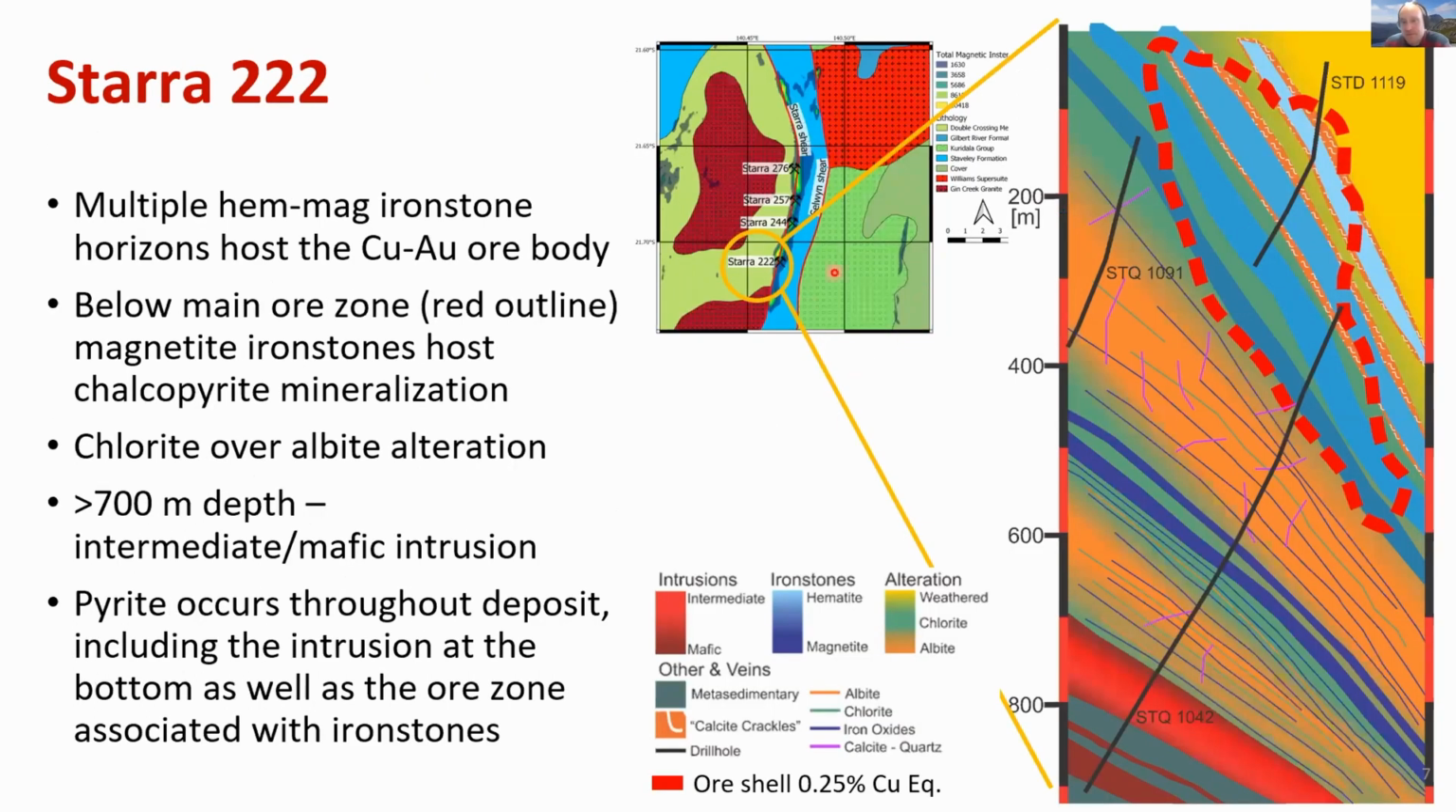We look at the cross section from the Starra 222, which I've highlighted here in red. It's the ore body roughly shown in the upper part, associated with those bluish magnetite-hematite ironstone horizons. And further in the footwall, we get another series of, in this case, magnetite-dominated ironstones that host still some chalcopyrite, but are outside of the modeled ore shell, the 0.25% copper equivalent grade shell. And then even further down at roughly 700-meter depth, we start to see intrusions of mostly intermediate composition that also host quite a bit of magnetite, pyrite and chalcopyrite.